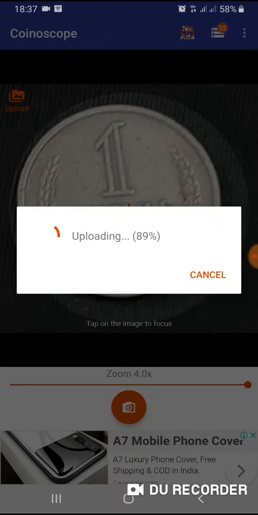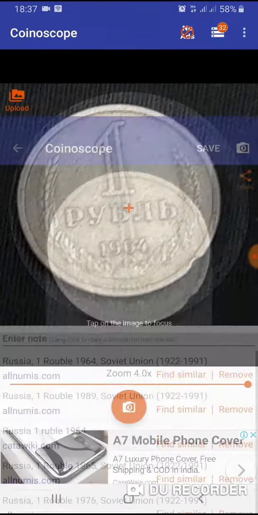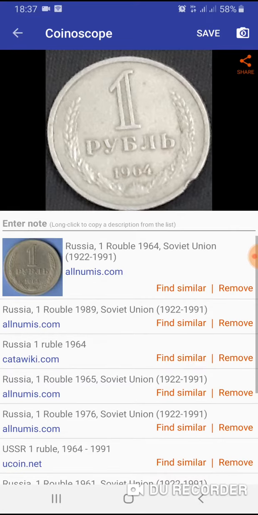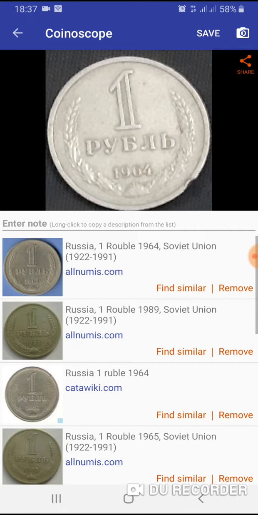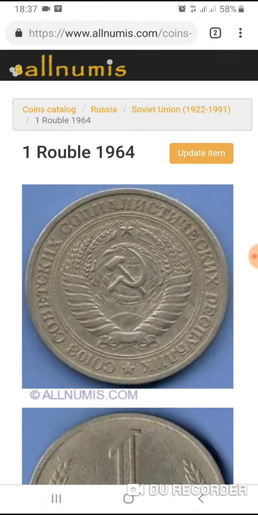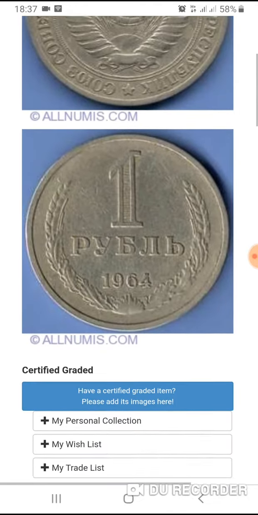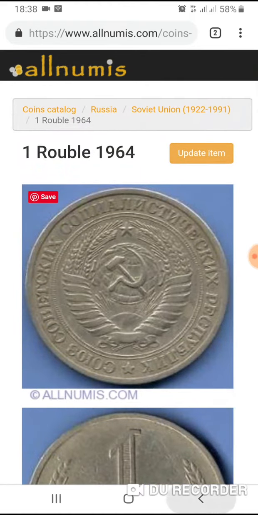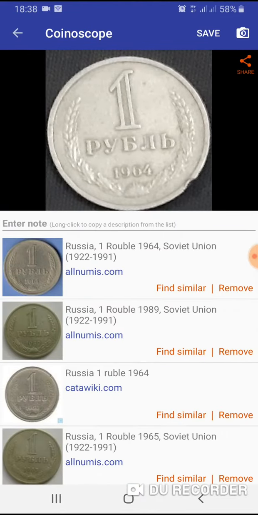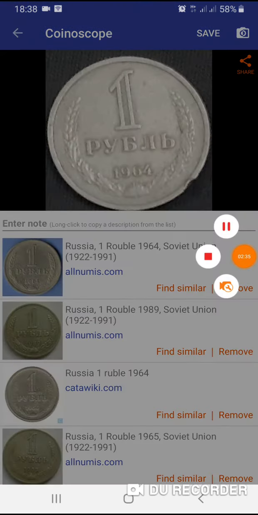Take a photo. Now yes, Russia 1 ruble 64, Soviet Union. Yes, it is there. Yeah, it is Russia 1 ruble. Yes, it is identified. This software is very easy. You can identify any coin with this, anything.